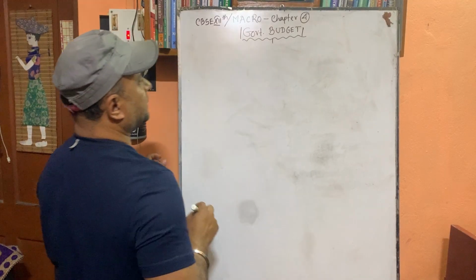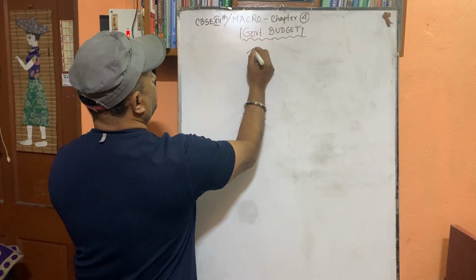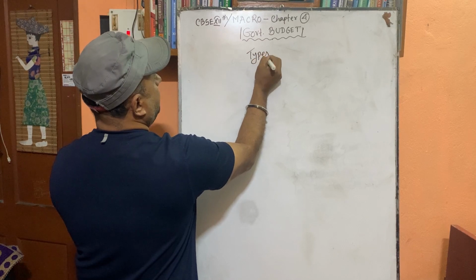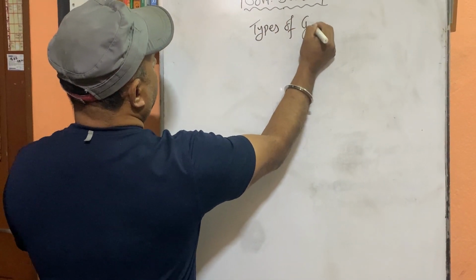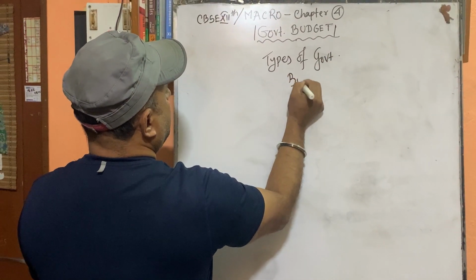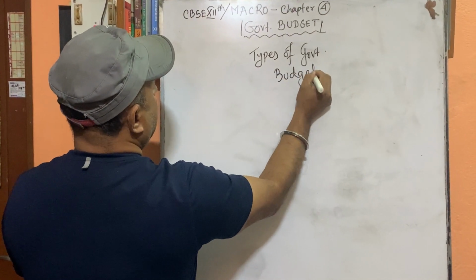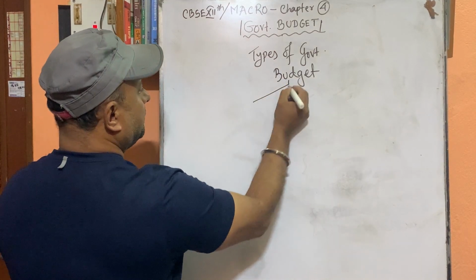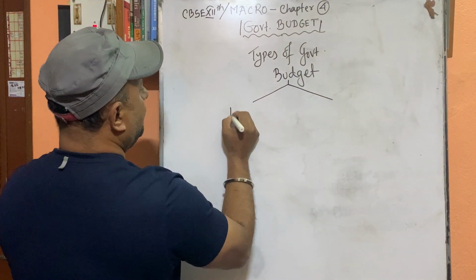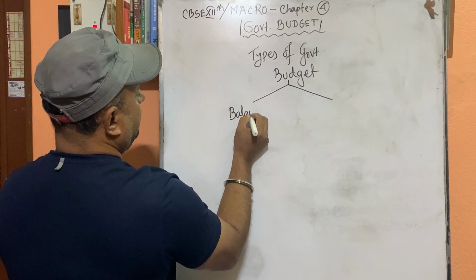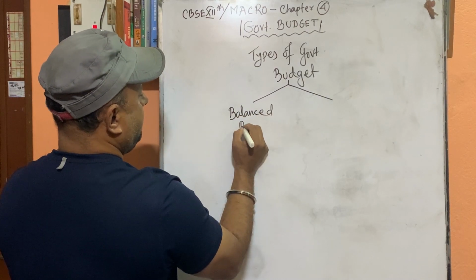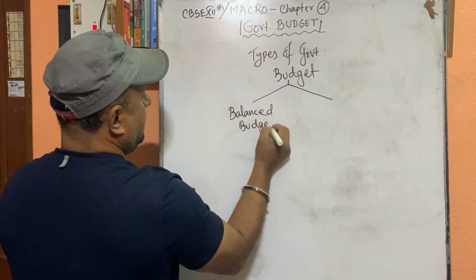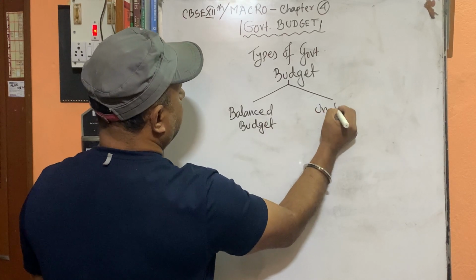Next part of the budget: types of budget. Types of government budget. Generally, there are two types of budget. One is balanced budget. Another is unbalanced.